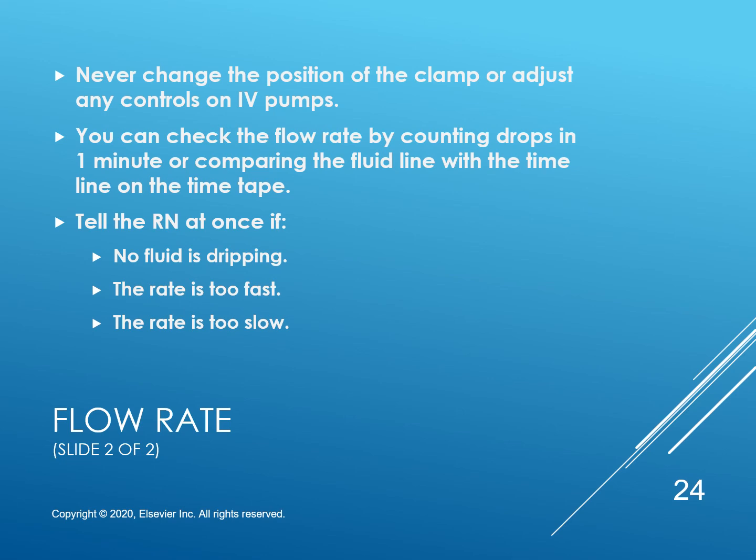The time tape shows how much fluid to give over a period of time. You can look at figure 21-16. For example, the doctor orders 1000 milliliters of fluid over 8 hours. The RN marks the tape in 8 one-hour intervals. To check if the infusion is on time, compare the fluid line and the time line on the tape. If the fluid line is above or below the time line, the flow rate is too slow or too fast. Make sure you never change the position of the clamp or adjust any controls on the IV pumps.